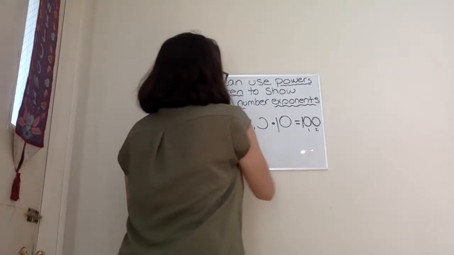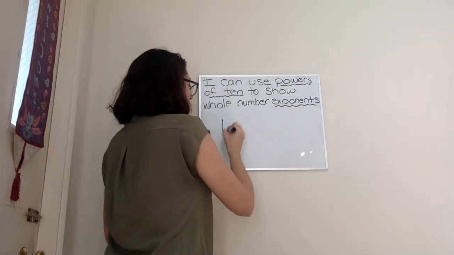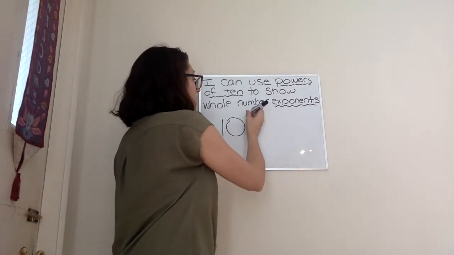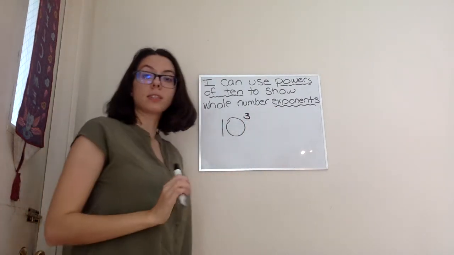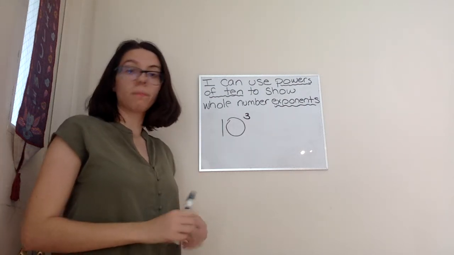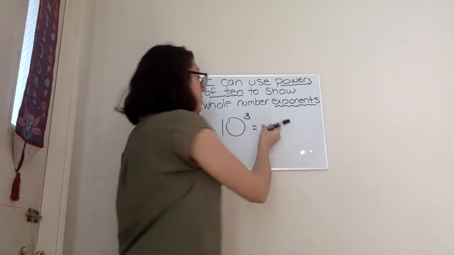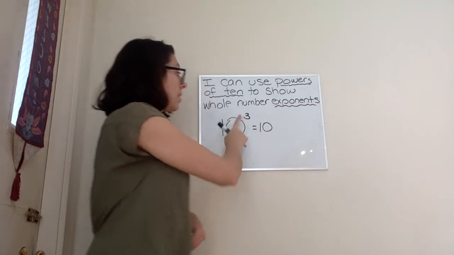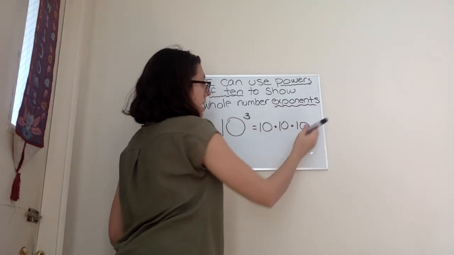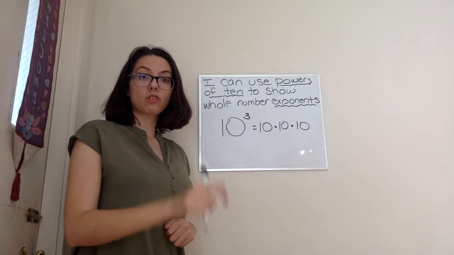So let's look at the number 10 to the third power. So our exponent is 3. So 10 to the third power. Again, this is repeated multiplication. So we are going to do 10 times 10 times 10. Now, a lot of people here are going to think that the answer is 30.